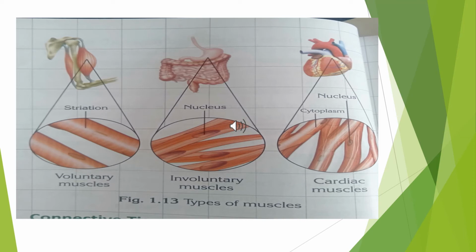Next one, cardiac muscle. Cardiac muscles are only found in the heart. These muscles work continuously throughout our lifetime. They pump blood throughout the body. These muscles are not under our control. These are involuntary muscles. Cardiac muscle is involuntary muscle.